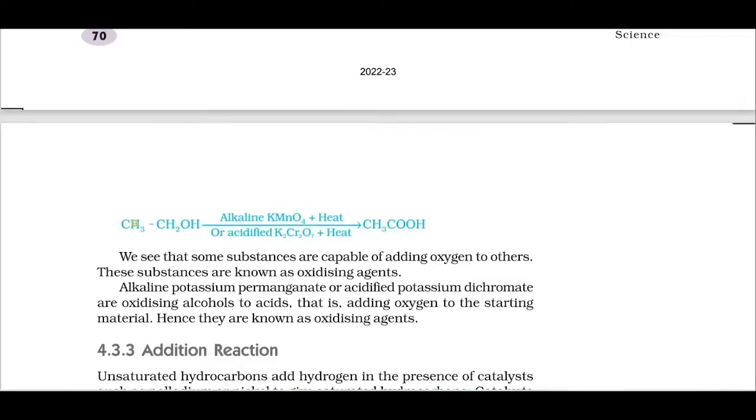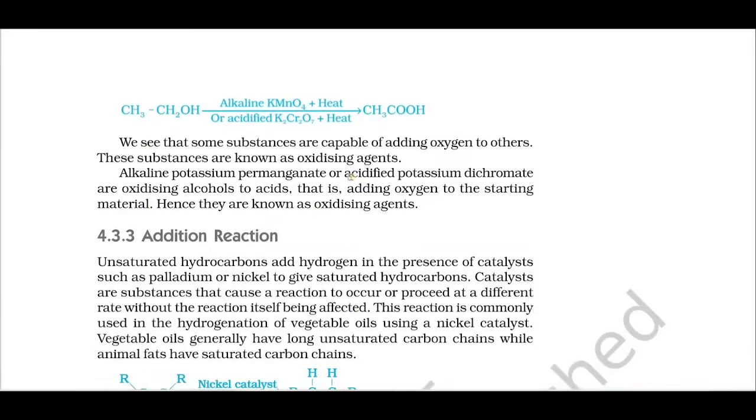This question has been asked in the preparatory exam. How can you convert an alcohol to the respective carboxylic acid by using what? Strong oxidizing agent such as alkaline potassium permanganate or acidified potassium dichromate.